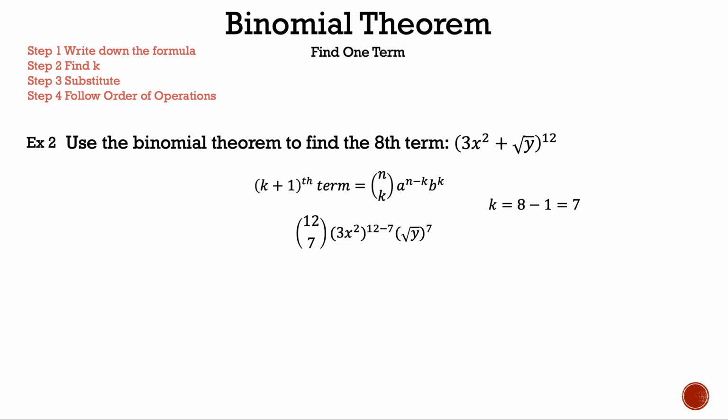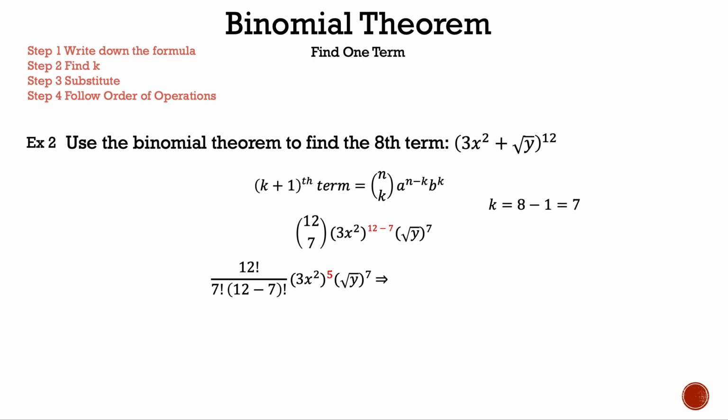And now we have 12 choose 7 times the quantity of 3x squared to the 12 minus 7 times the square root of y to the 7. Once again, the 12's come from the power and the 7's come from the k. Now let's write 12 choose 7 using factorials. So 12 choose 7 becomes 12 factorial over 7 factorial times the quantity of 12 minus 7 factorial. We have also subtracted 12 minus 7, which is 5. So now our power of the quantity of 3x squared is 5.